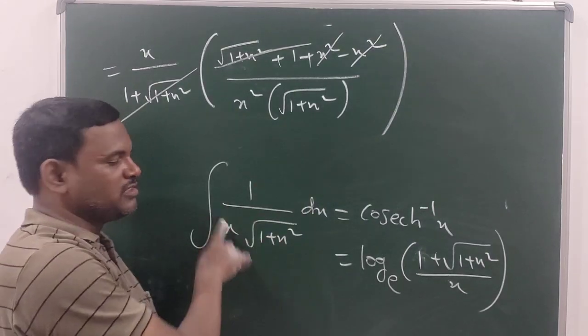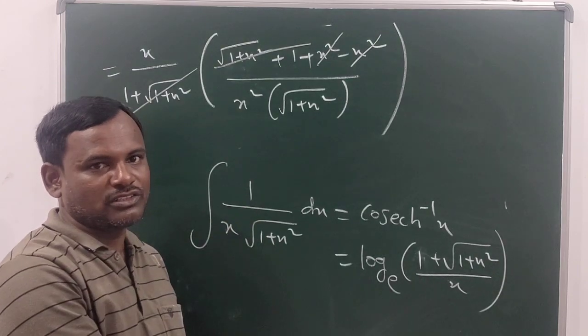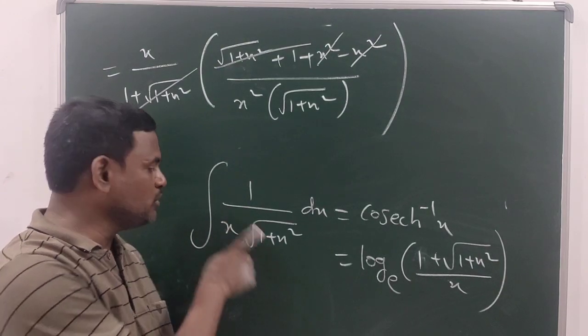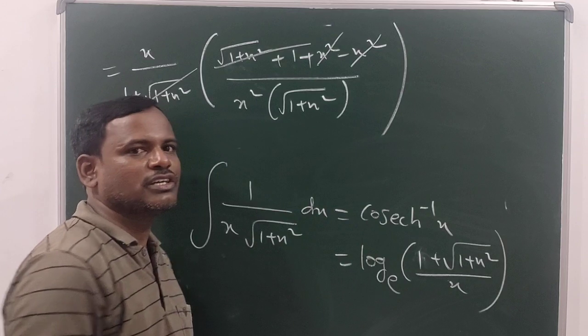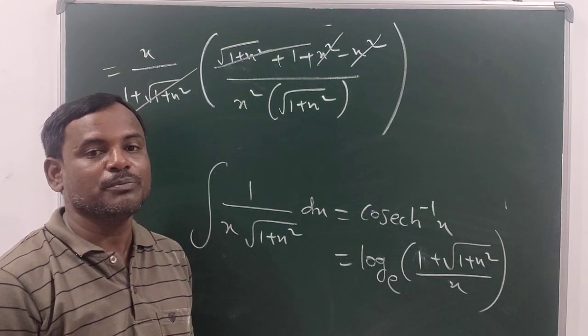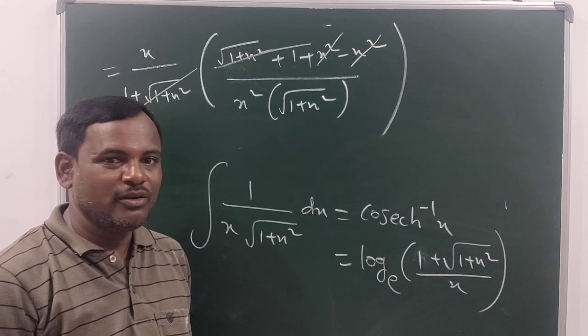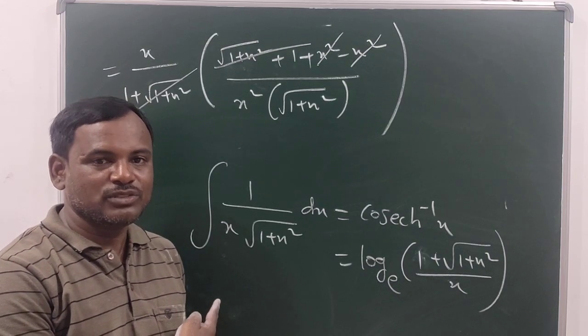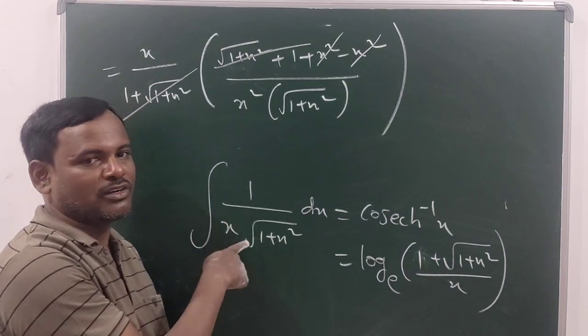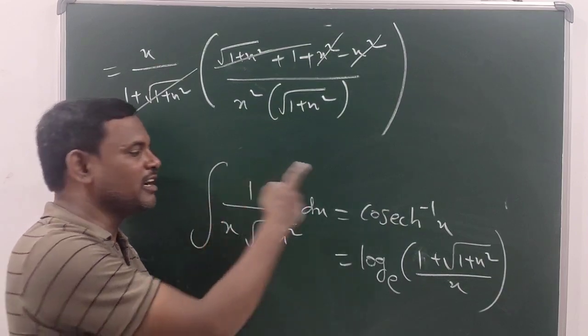Actually this was the differentiation of cosec h inverse of x. But when you find its integration, you will get cosec h inverse of x. You know, the reverse process of differentiation is known as integration. When you do the differentiation of cosec h inverse of x, this much you got. When you find its integration, again you will get cosec h inverse of x.